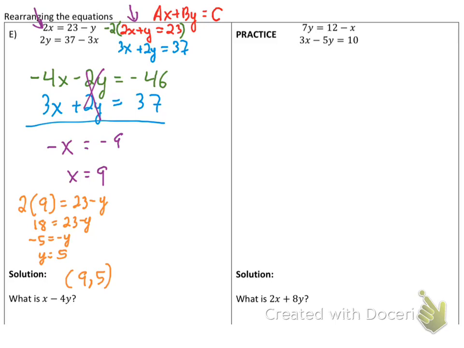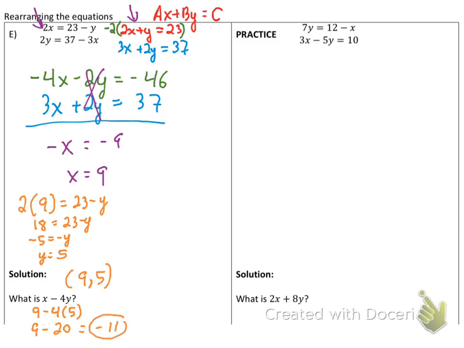Now, this next question is saying, what is x minus 4y? So here, all I need to do is substitute those variables in to evaluate this expression. So I'm going to take 9 minus 4, and then when I see a y, I'm going to plug in 5. So I simplify that, I get 9 minus 20. Well, that's going to give me negative 11.